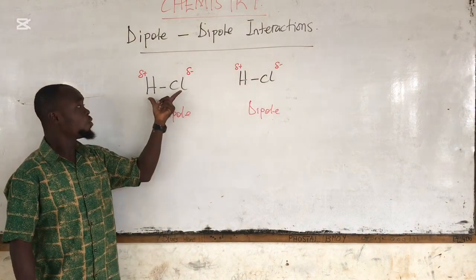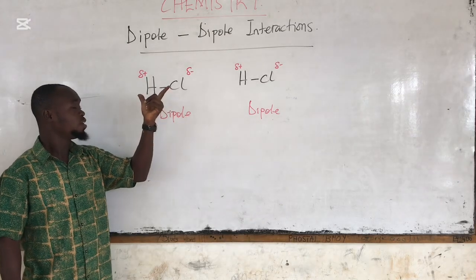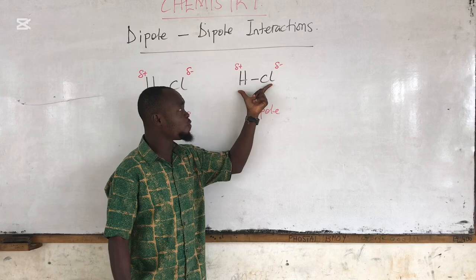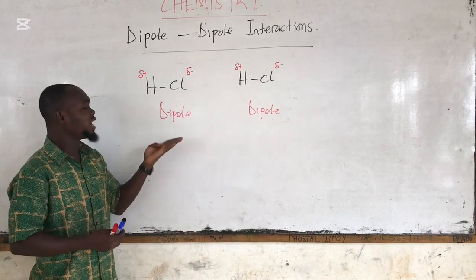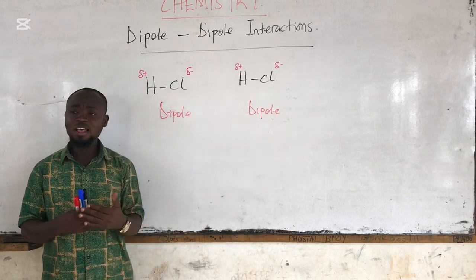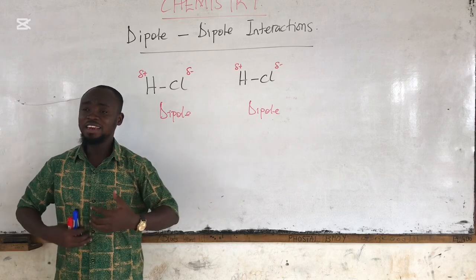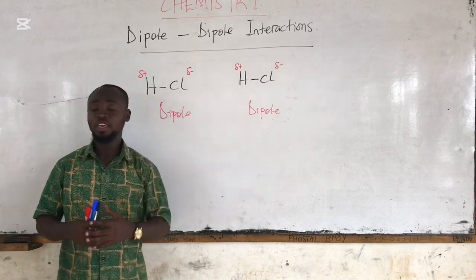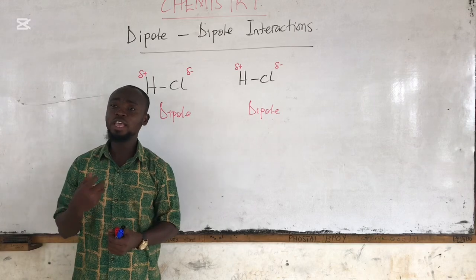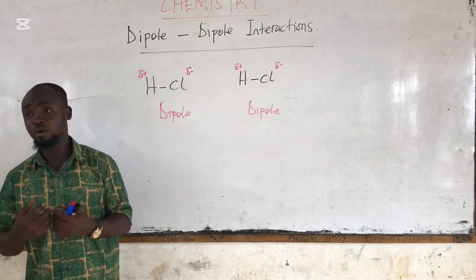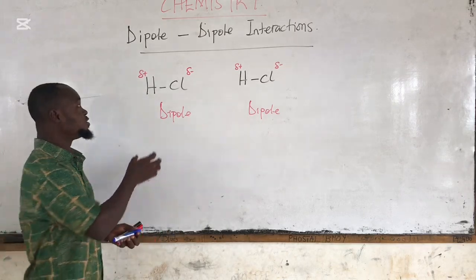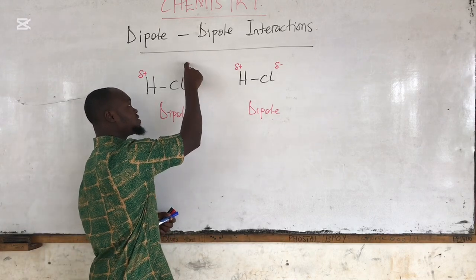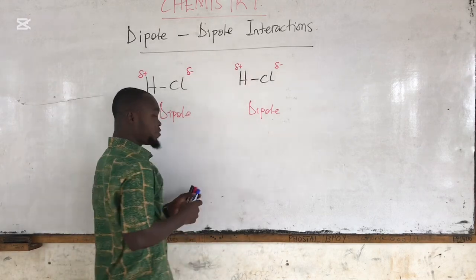So if I have one polar covalent compound here and another polar covalent compound here, in which a dipole arises, once they are brought near each other, they interact through what we call the dipole-dipole interaction. And it's a weak intermolecular bond. Is that okay? So this one here and this one here, there's going to be an attraction between this partial negative charge and this partial positive charge.